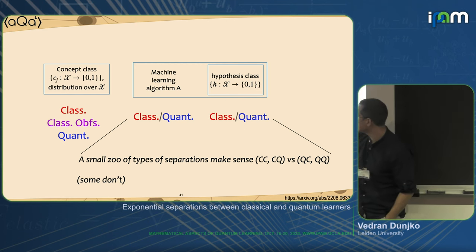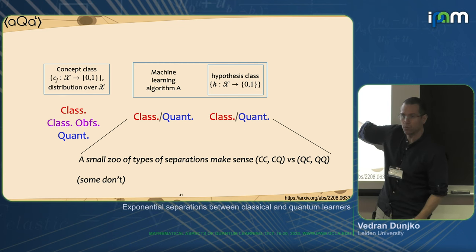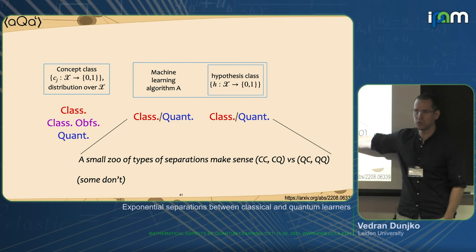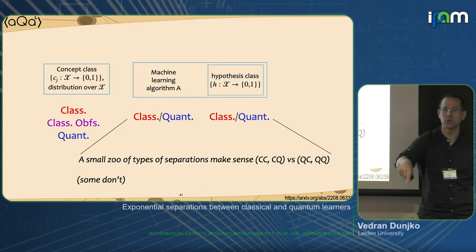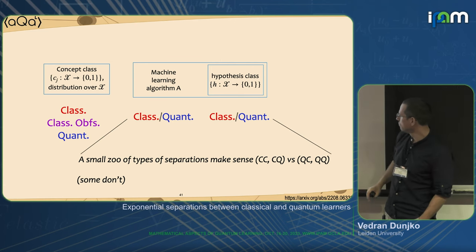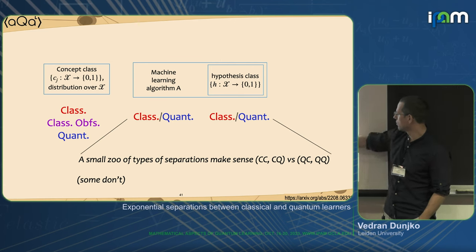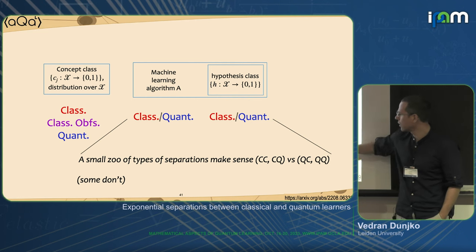And I might think about various types of separations. Like, can I separate CC learners from CQ learners? Where this is classical, but this can still be quantum. This is going to be the identification problem, because I don't need to be able to evaluate it classically, but I'll tell you which circuit would do the job, right? This thing here is the question. Okay, we'll get to this in a second.